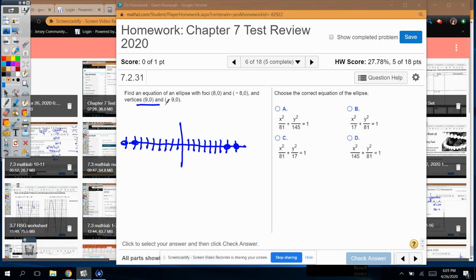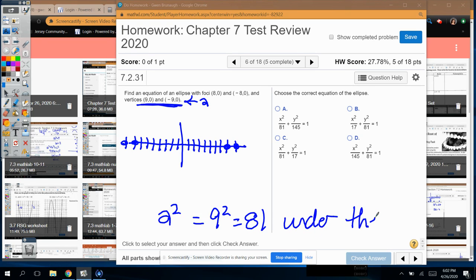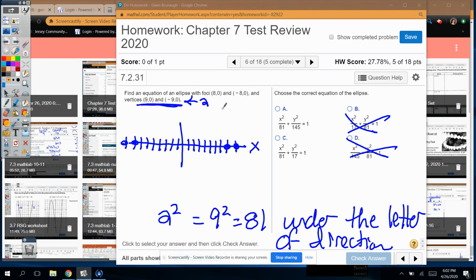Now the vertices tell us what A is. We need A squared, which will be 9 squared, which is 81, and it goes under the letter of the direction that the ellipse is going. Because Stewie's head is going in the long direction here, the X direction, 81 has to be under X. Now, the foci tell us C. So we know that C is 8.